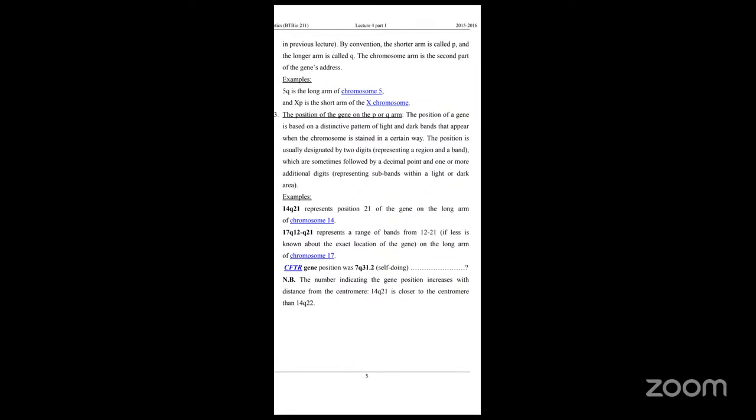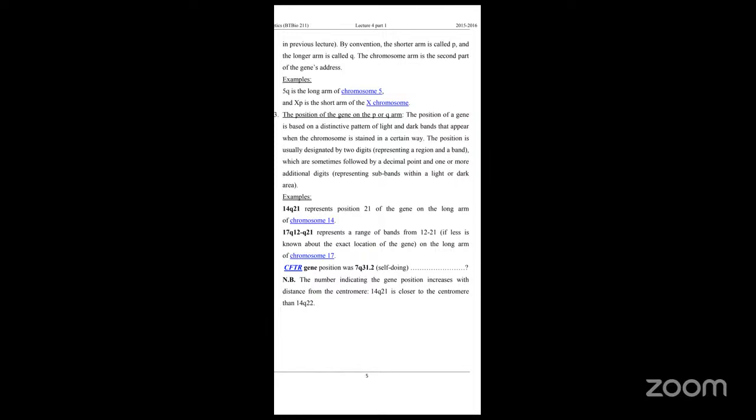So where actually the gene is located, on the P or on the Q arm, this you have to find out. The position of a gene is based on a distinctive pattern of light and dark bands that appear when the chromosome is stained in a certain way. Here the position is usually designated by two digits, which are sometimes followed by a decimal point or one or more additional digits.